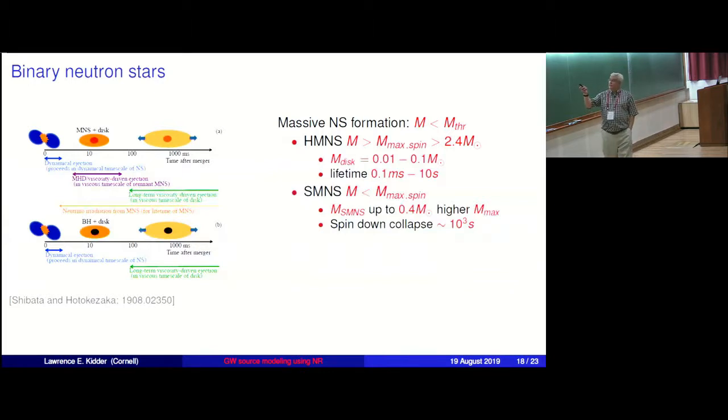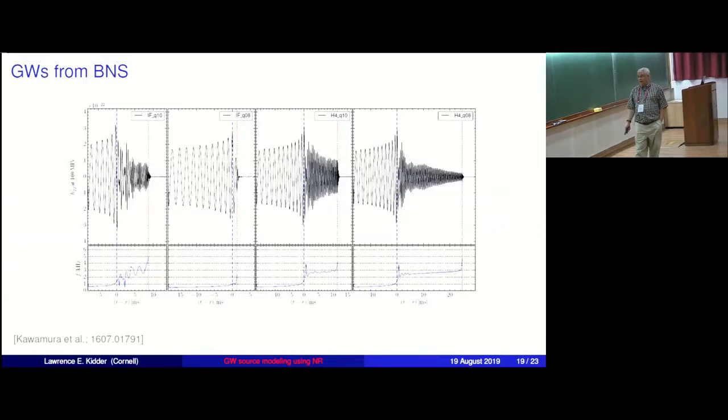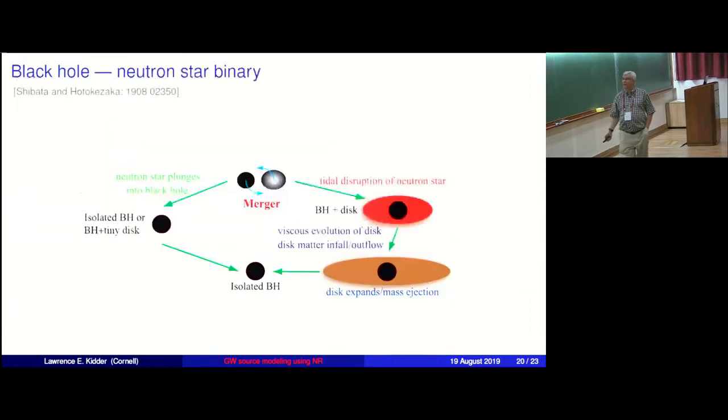So looking at these different scenarios, we'll learn something about the equation of state when we compare it to gravitational wave observations. And for gravitational waves from binary neutron stars, the post-merger waveform can depend a lot on the masses, spins of the objects, and the equations of state. And you see here for a variety of situations, very different features in the post-merger waveform.